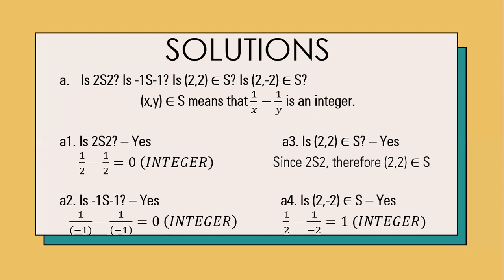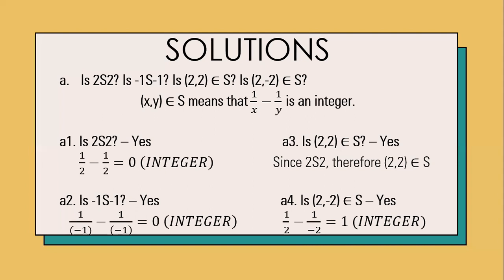So for problem A1, is 2 related to 2? By using the formula 1 over 2 minus 1 over 2, the answer is 0, and 0 is an integer. Therefore, it is an element of relation S. So for is 2 related to 2, the answer is yes. For problem A2, is -1 related to -1, the answer is also yes.